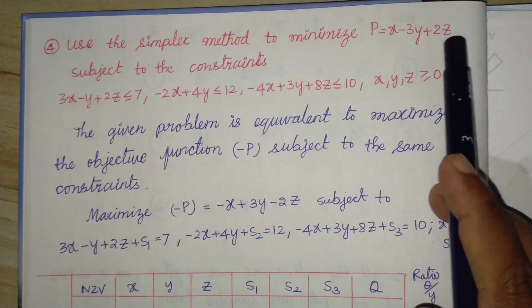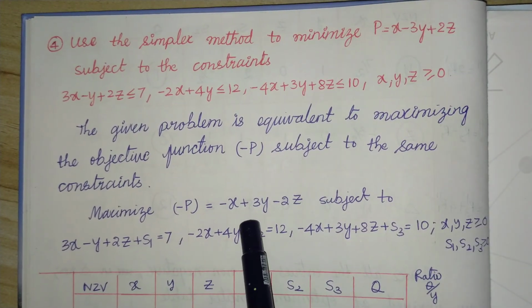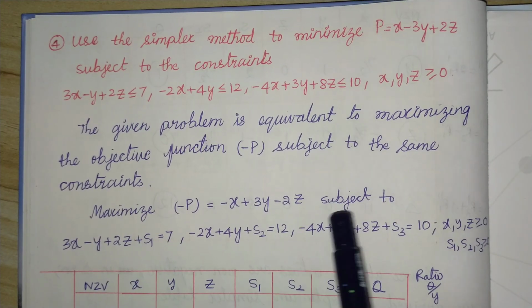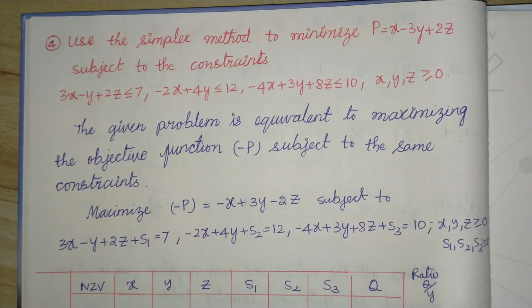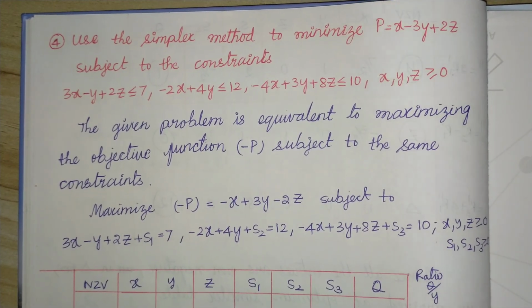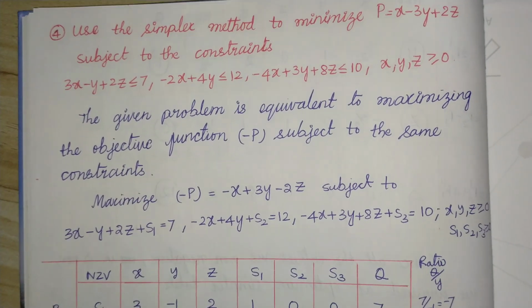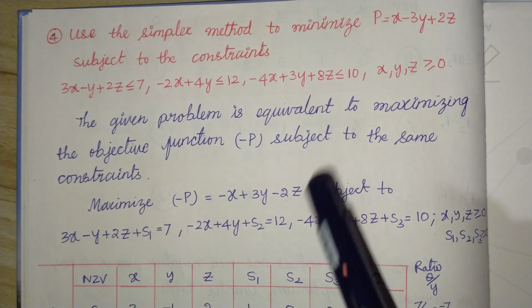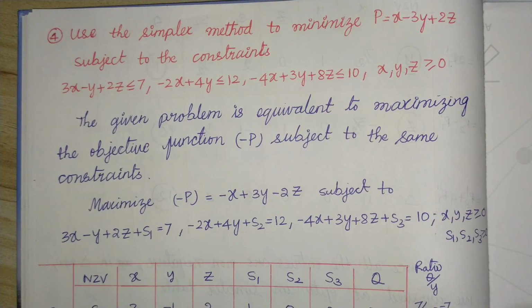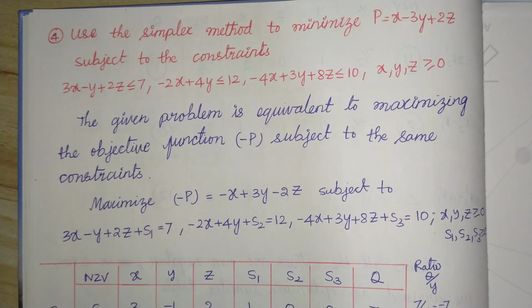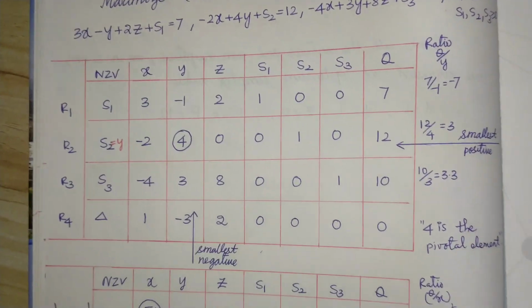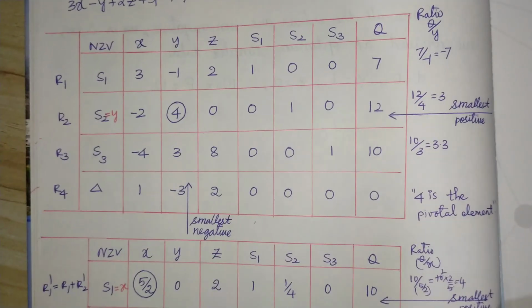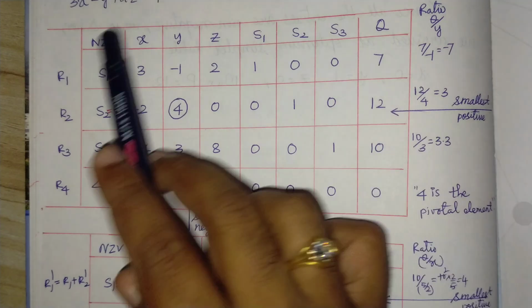So let us multiply throughout by minus: minus x plus 3y minus 2z, subjected to the same constraints. We have to apply the simplex method. Again we have to balance the given constraints by slack variables s1, s2, s3. We have three constraints here, so we come across three slack variables, and all the slack variables are non-negative here. And let us consider the initial simplex table.